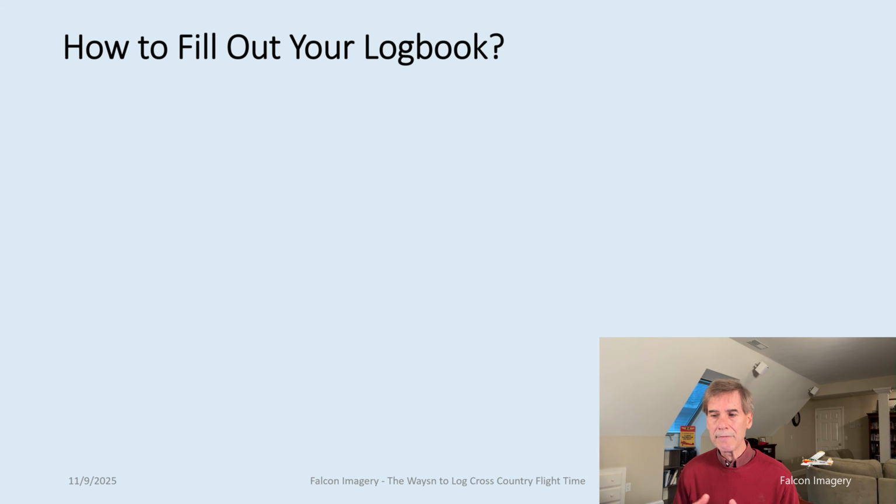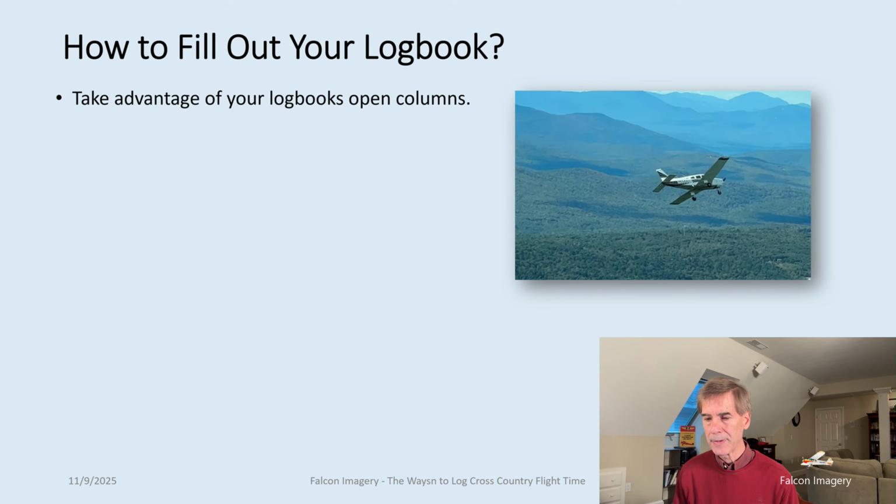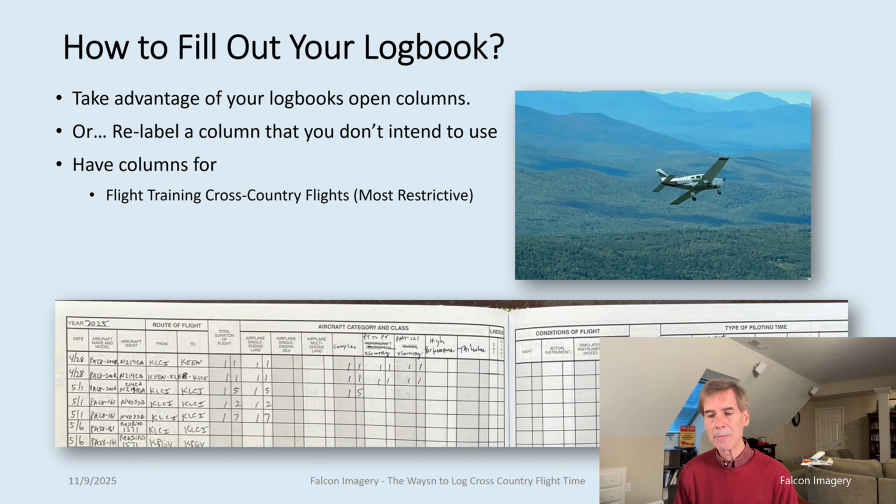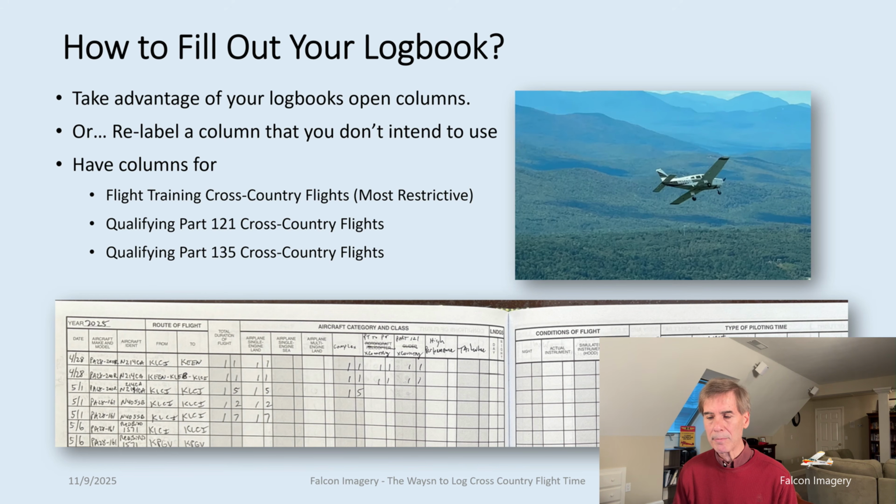Now, lastly, how do you fill out your logbook? Well, take advantage of your logbook's open columns, or relabel a column that you don't intend to use. Have columns for flight training cross-country flights. Those are your most restrictive ones. And then add a qualifying Part 121 cross-country flight column, and then add a Part 135 cross-country flight column.